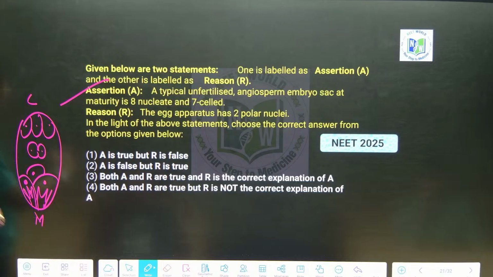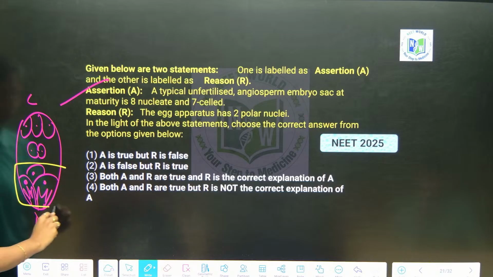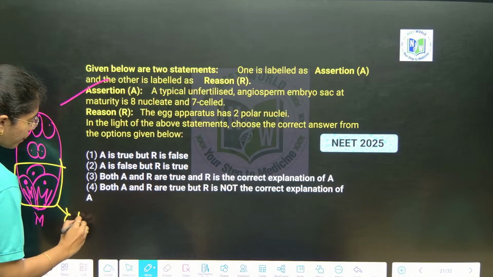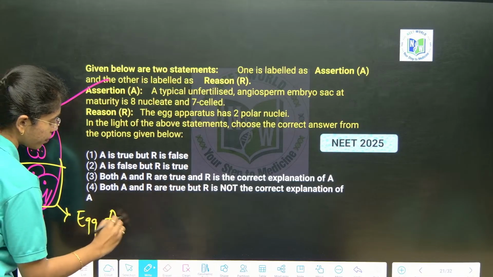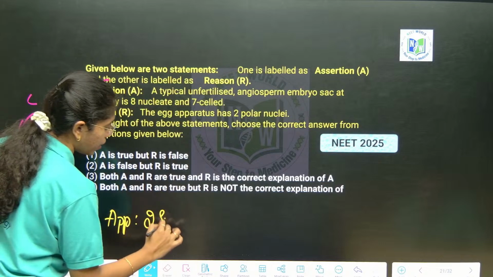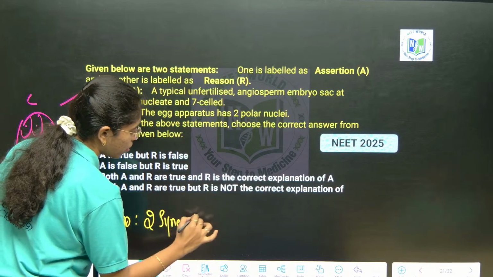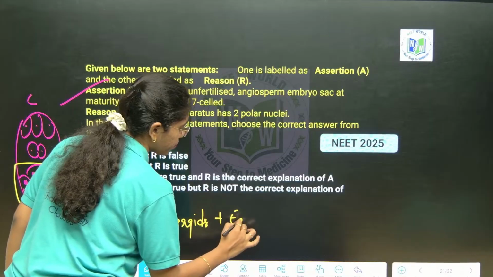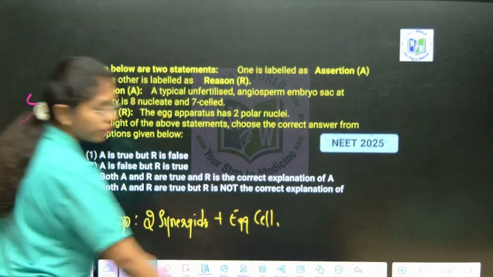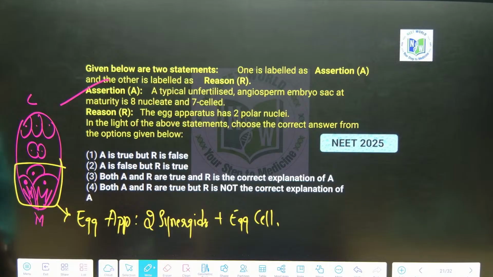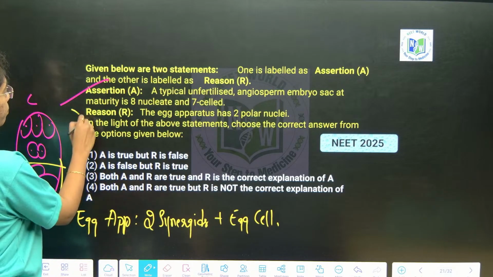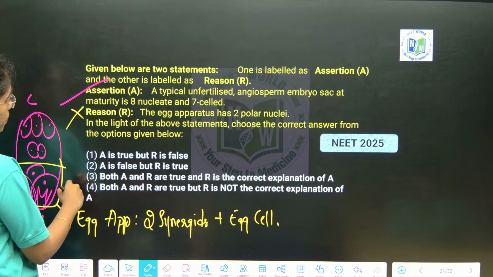You will get bored now in your reasoning class. What about your memory here? Such a simple question. If you are having Alzheimer's, then it is difficult. See. So egg apparatus includes what? 2 synergids, 1 egg. Take it down. What is the right answer? A.